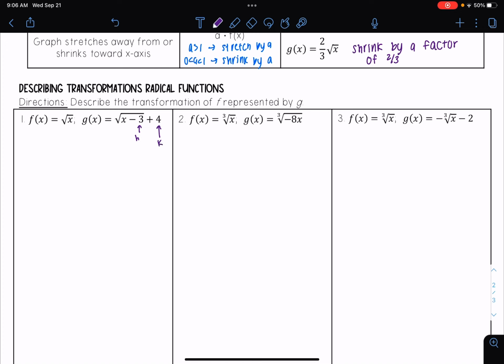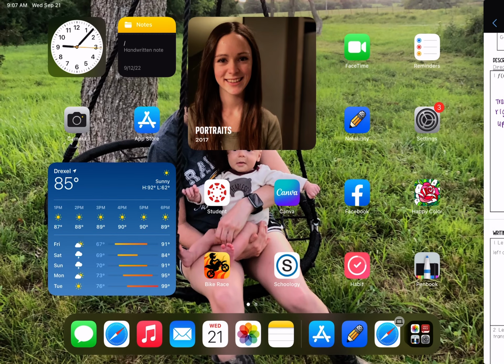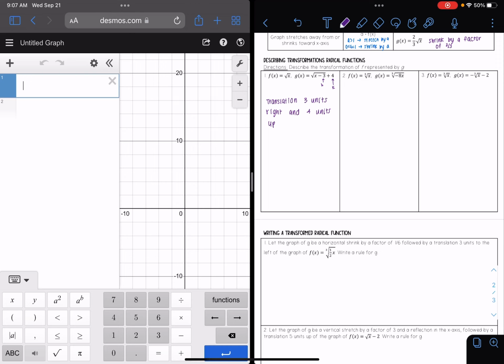And so that means that the graph of g is a translation 3 units right and 4 units up. Now I want to go ahead and show an example of what that translation looks like when we're graphing it.